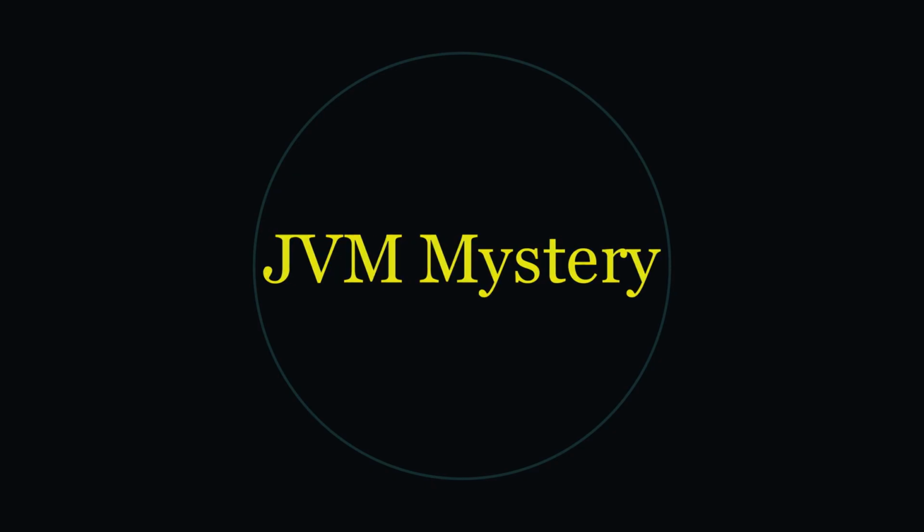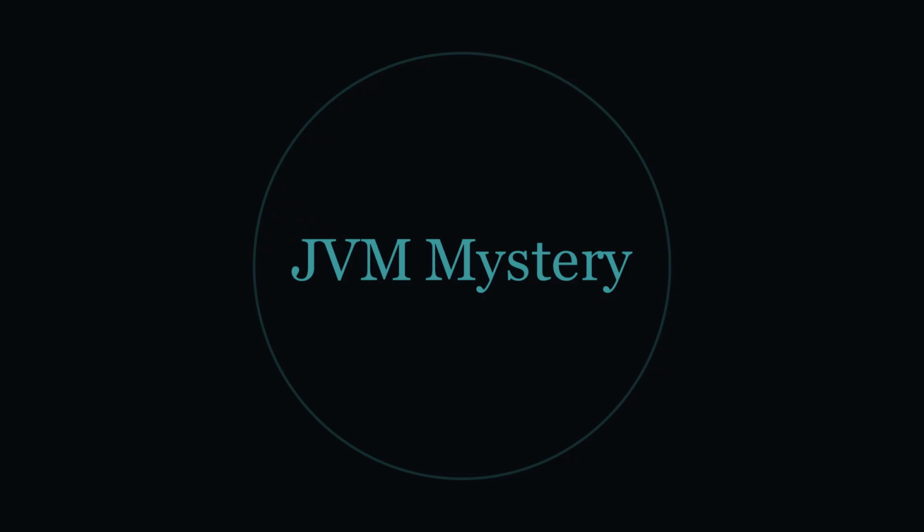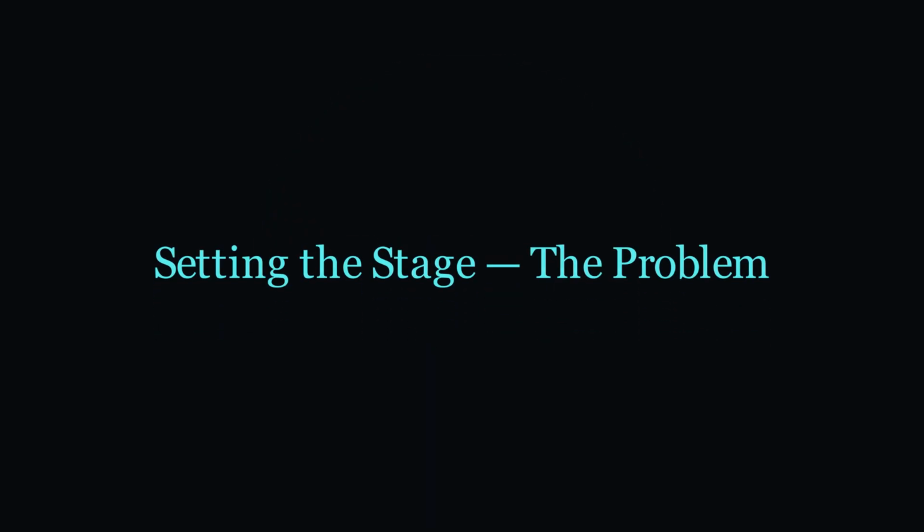Today, we're diving into a real-world JVM mystery that even senior developers trip over, when the JVM itself forgets about a class that clearly exists. Now, as a beginner, you might think, if the class is in the jar, the JVM should always find it. But here's the twist: the problem isn't with the file, it's with how the JVM sees it.